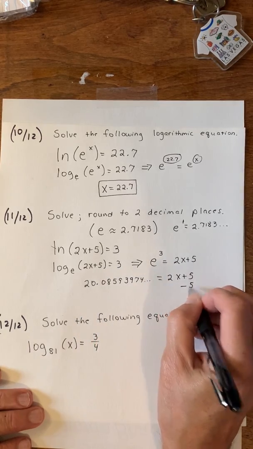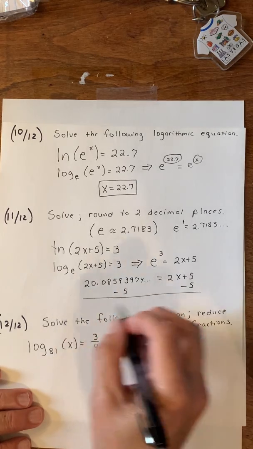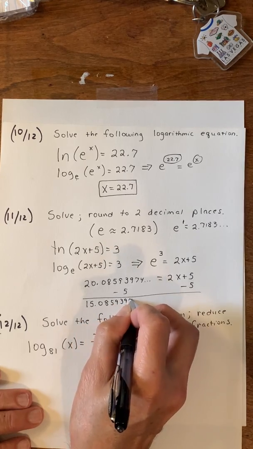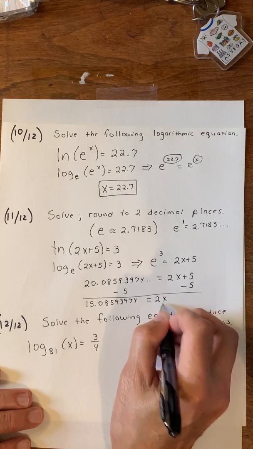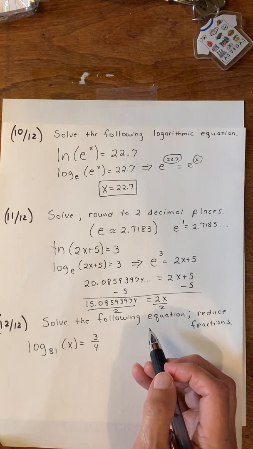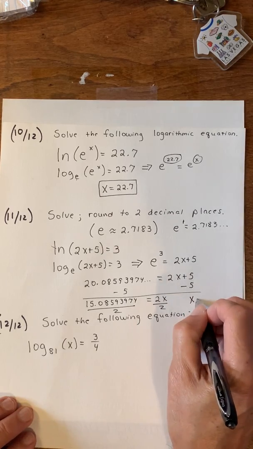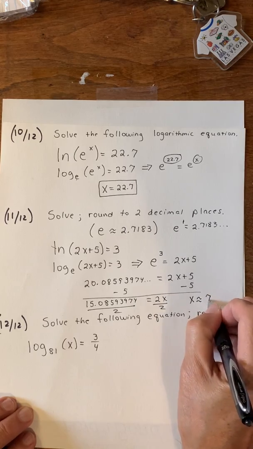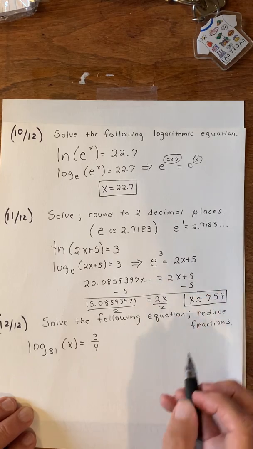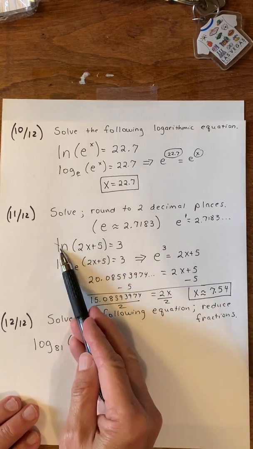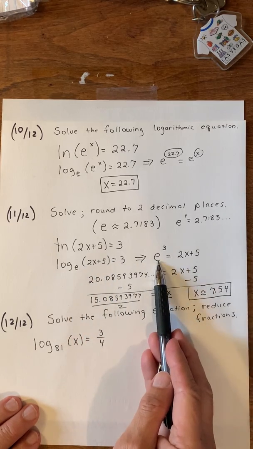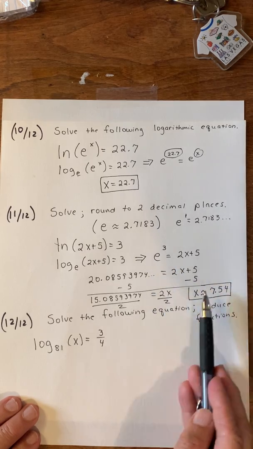I'm going to subtract 5 from both sides. I'm going to get 15.08593974. I'm going to divide both sides by 2 and round my answer to 2 decimal places. And I'm going to get x is approximately equal to 7.54. So the only thing we had to remember here is natural log is the same as log base e. e to the third power can be evaluated with your calculator without much problem. Subtract 5, divide by 2, and I got it.